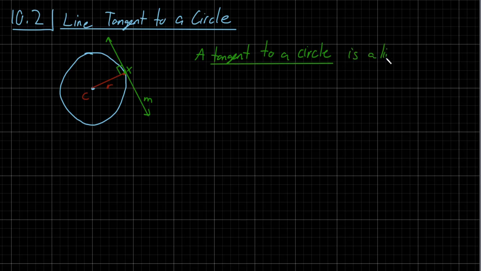Is a line, in this case M, that intersects the circle, in this case it's C, at exactly 1 point.